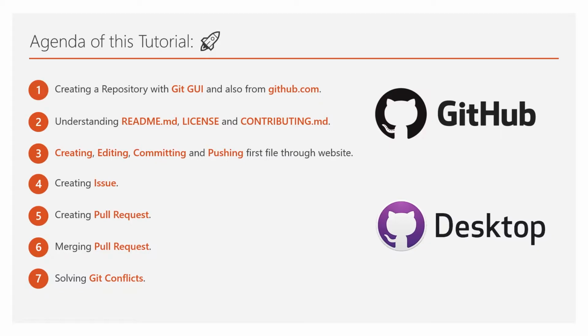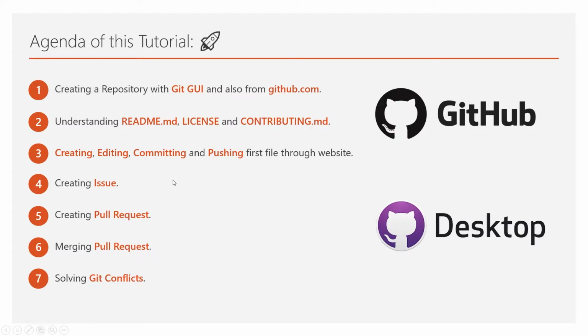So in this tutorial, we will be covering first, creating repository with Git GUI as well as github.com. Then we will understand what is README. Then we will understand what is license and what is contributing.md and what are the applications of these files. Then third, we will create, edit, commit and push our first file through website, meaning our github.com.